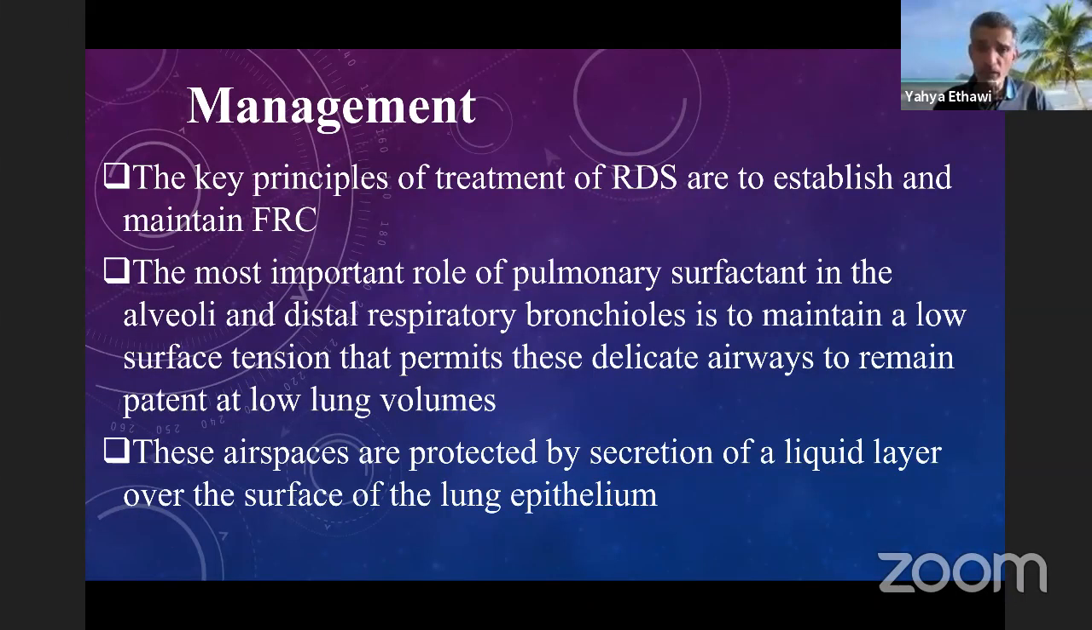In addition to the antenatal steroid, the principal management of RDS is to improve functional residual capacity. We know that the surfactant is present in distal airways, which is mainly the alveoli and some of the distal bronchioles. And we know these have no backbone, have no supporting structure, and therefore depend on the surface tension to stay open. And that's why we know that supporting these parts by surfactant and improving lung functional residual capacity is the main goal of treatment.